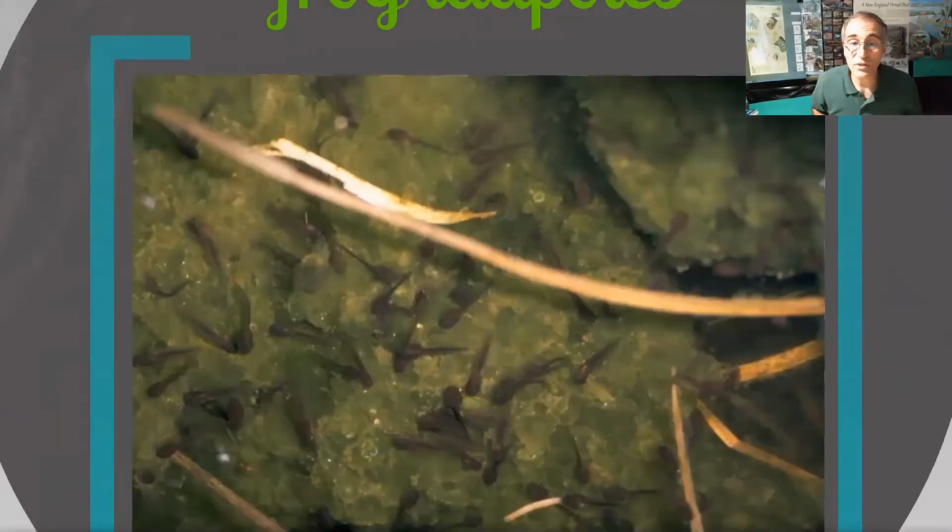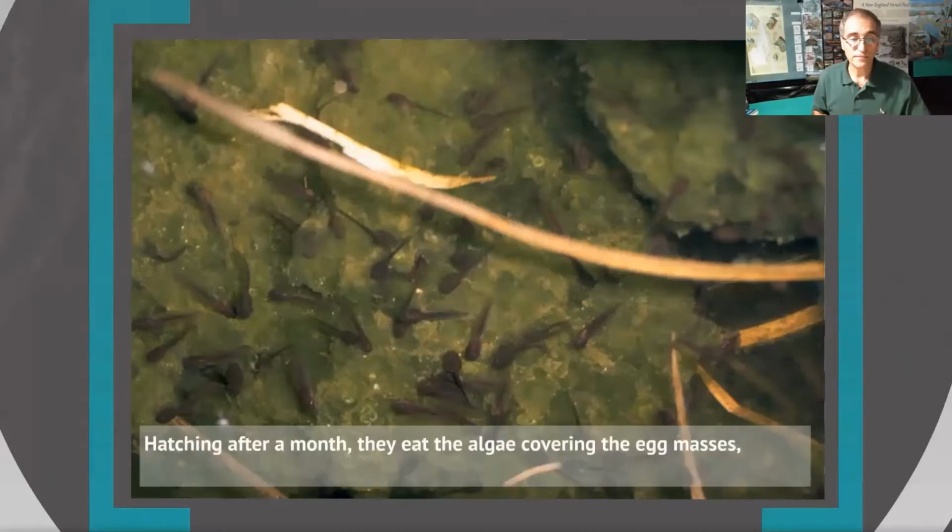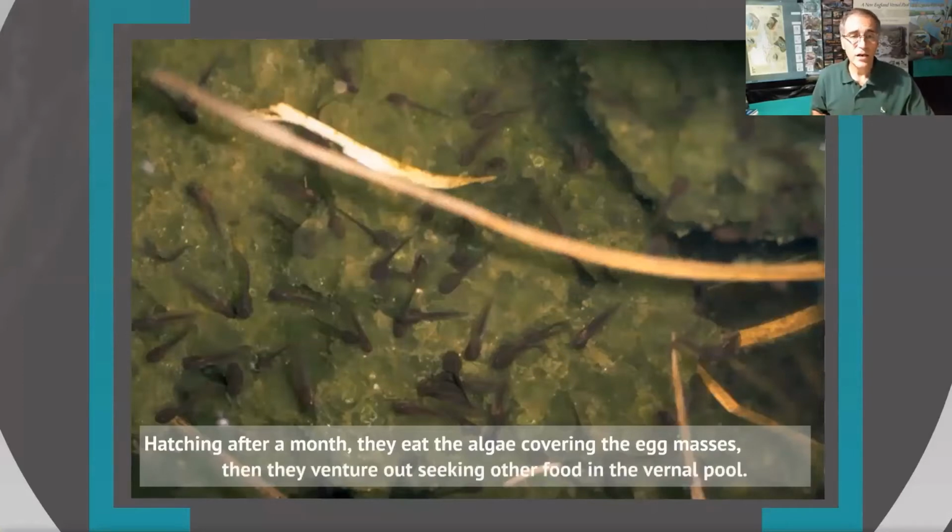This is what they look like when they hatch. Some people call them tadpoles, but they're wood frog larvae, or amphibian larvae, frogs and toads. It takes about a month. And notice the green coloration. That is symbiotic algae growing in the gelatinous egg matrix. So they've hatched out of the eggs. Now they're going to feed on the algae.